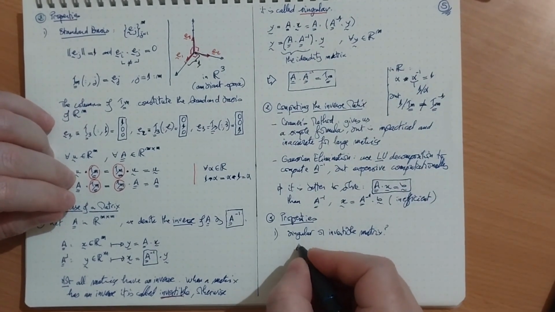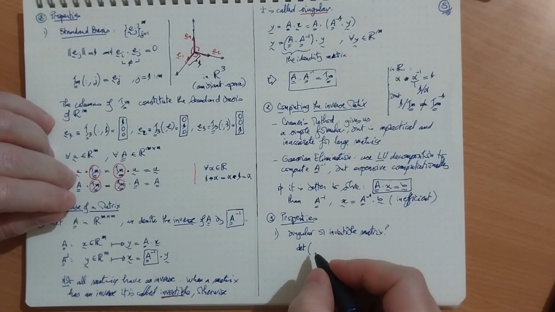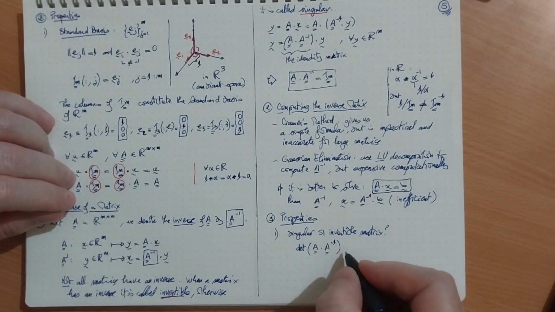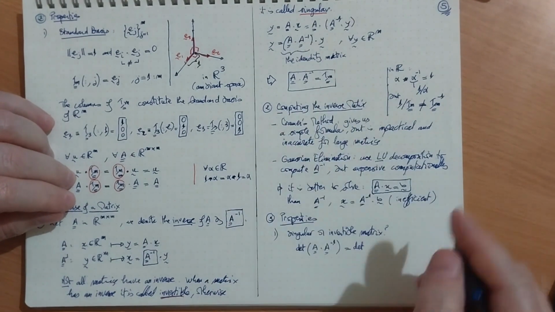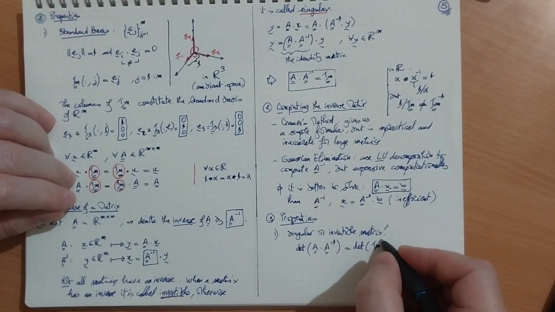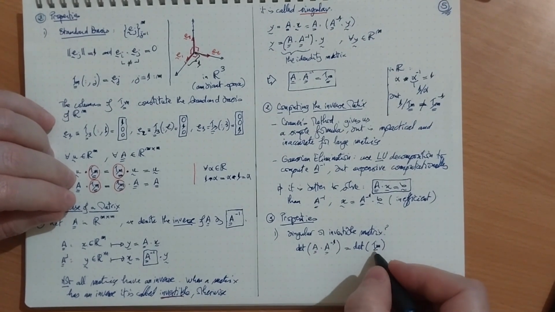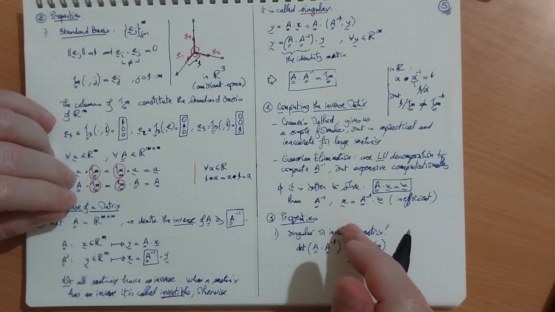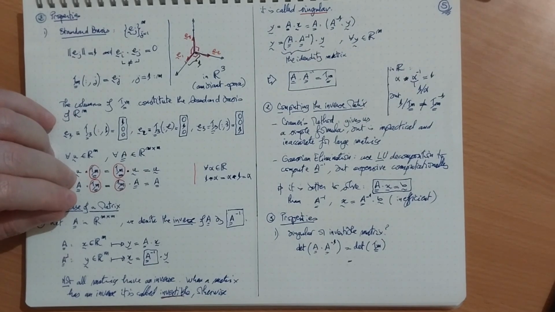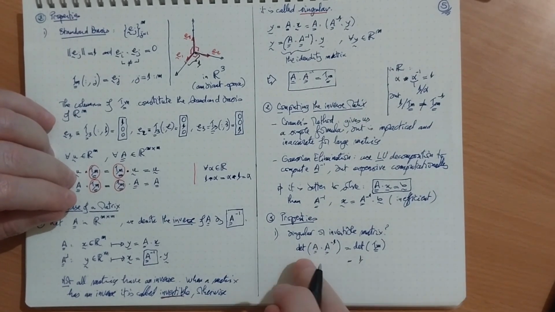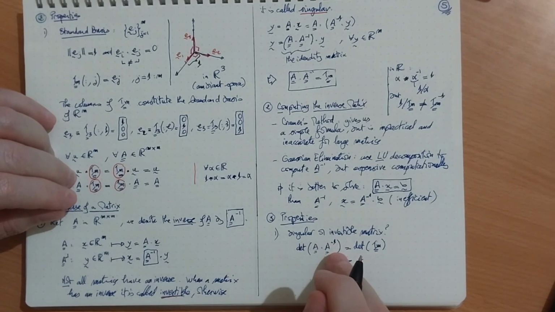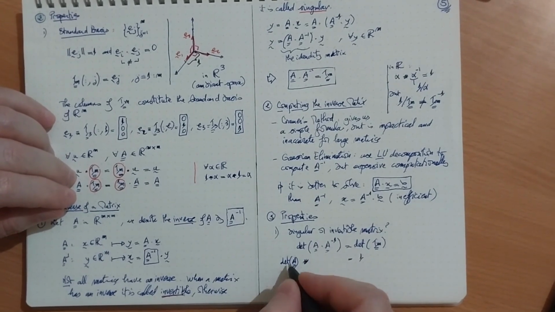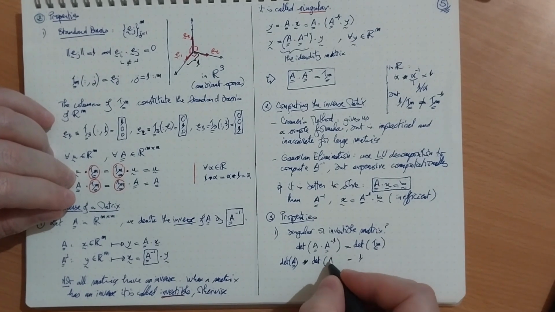So let's apply the determinant to the dot product A dot A minus 1. It should be equal to the determinant of Im, according to this relation. Well, the determinant of Im is 1. This is a diagonal matrix, the determinant is the product of the elements on the diagonal, as we have seen before. So it's 1. And here we use the distributivity: the determinant of the product is the product of the determinants. So the determinant of A, which is a real number, times the determinant of A minus 1.